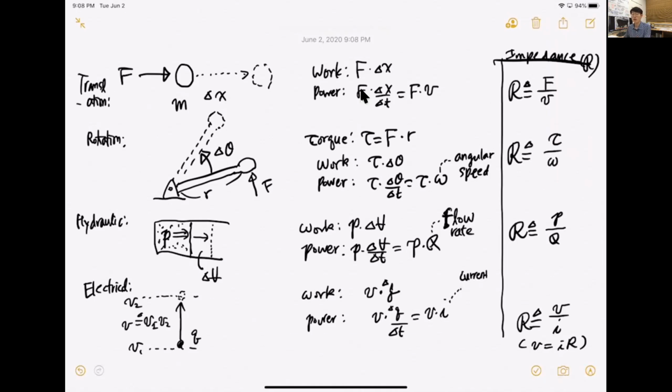And I hope this gives you some idea and helps you extend your thinking about dynamic systems in various forms of energy and their representation in real engineering systems.